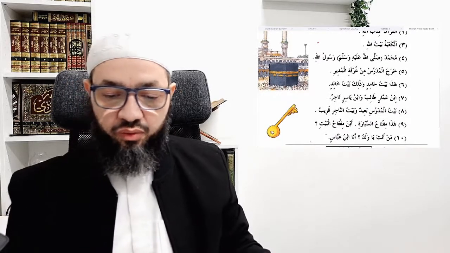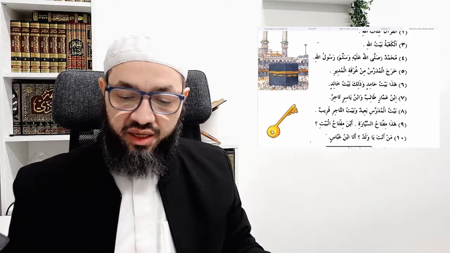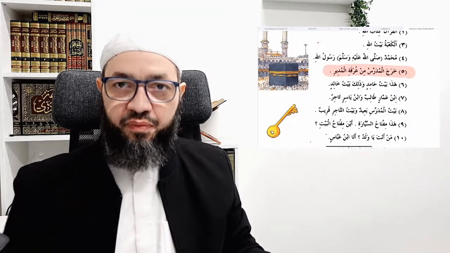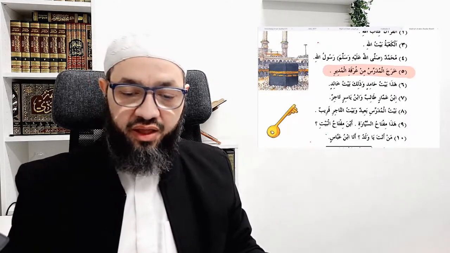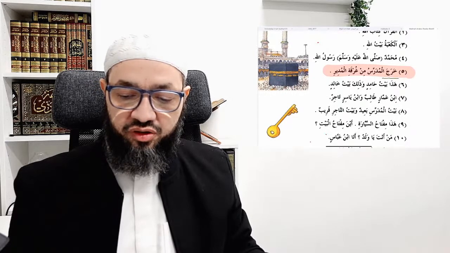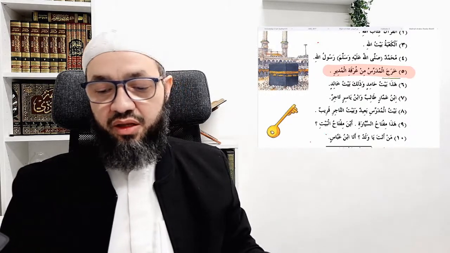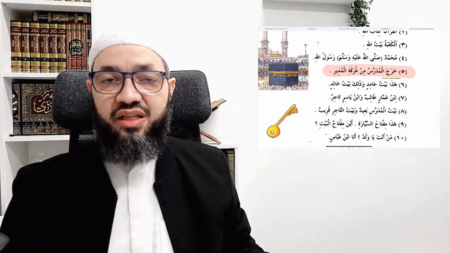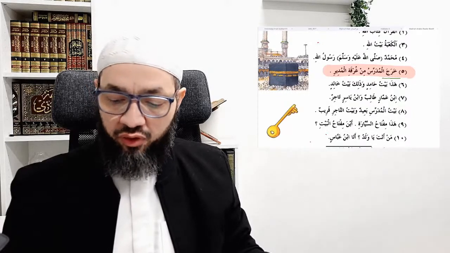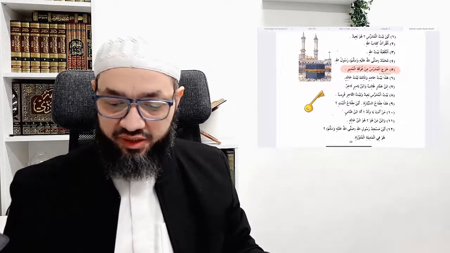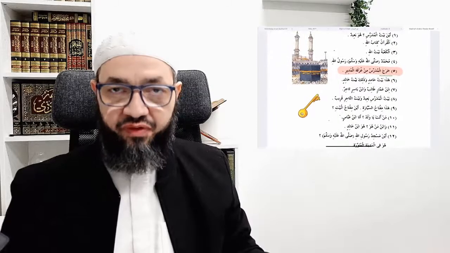What's new in here is sentence number 5. I think it's the first or second time it introduces a verb, kharaja al-mudarrisu. So kharaja is a verb. If you look at all of these sentences, they all begin with a noun apart from number 5.